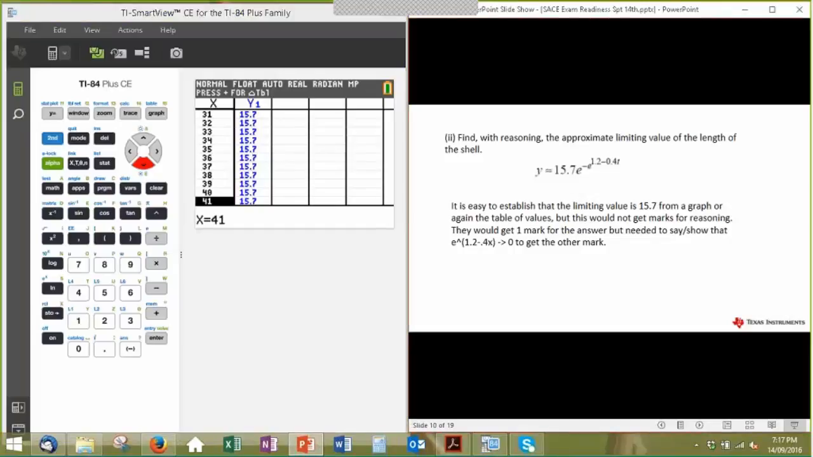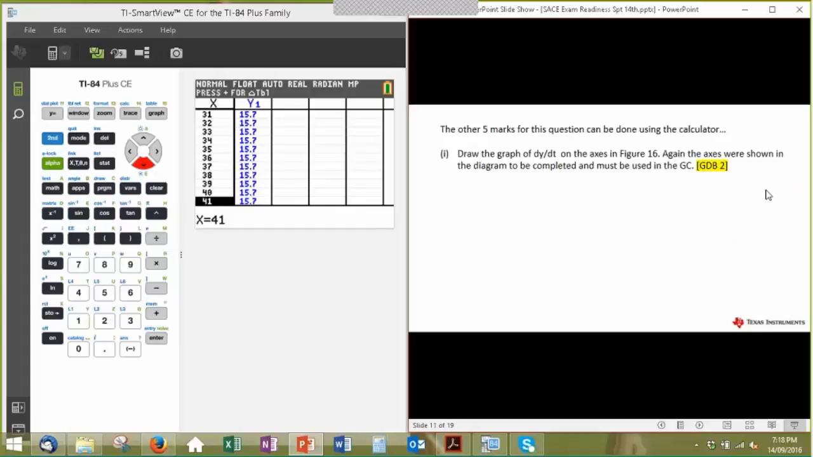Well, it's clearly because this right-hand part with the 2 e's sitting in it must be approaching 1. Now, apparently there were 2 marks for this answer, but you needed to say first that the limiting value was 15.7, but you would not get marks for reasoning unless you indicated that this part, e to the 1.2 minus 0.4t, approaches 0, therefore e to the 0 approaches 1, therefore the limit is 15.7. But it's clear on the graph that that is the case.